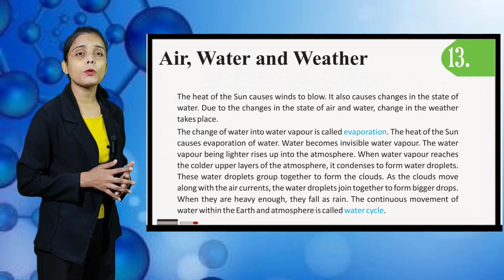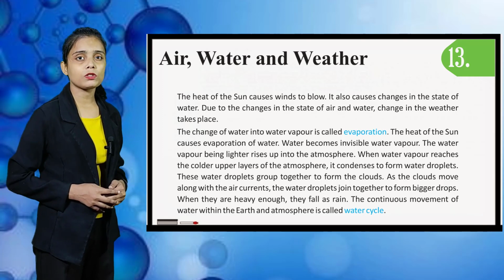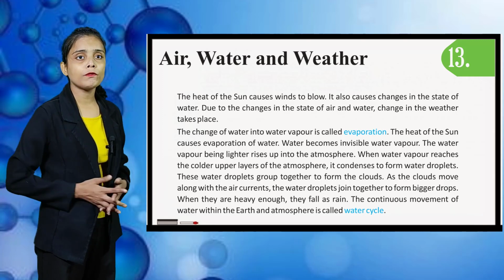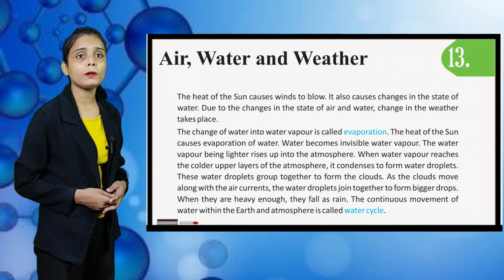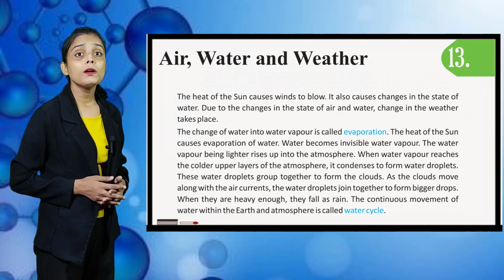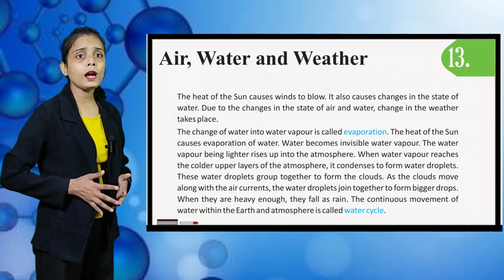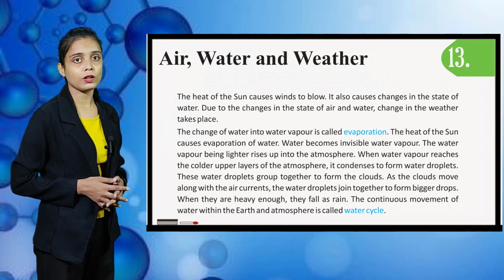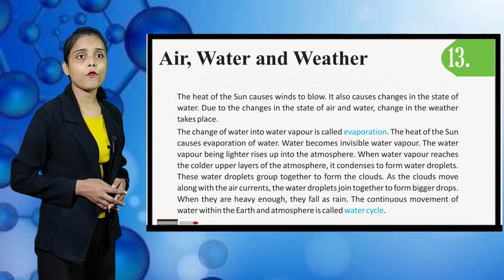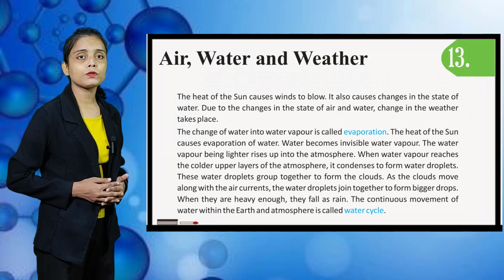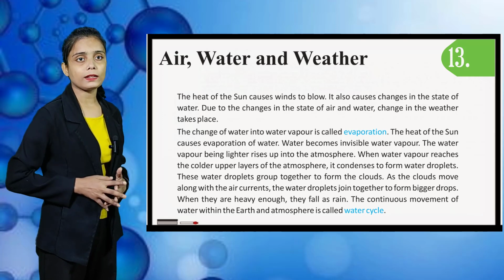These water droplets group together to form the clouds. As the clouds move along with the air currents, the water droplets join together to form bigger drops. When they are heavy enough, they fall as rain. The continuous movement of water within the earth and atmosphere is called water cycle.